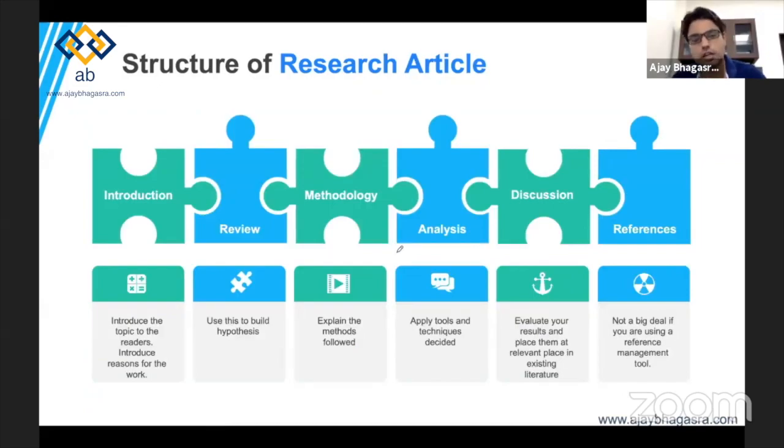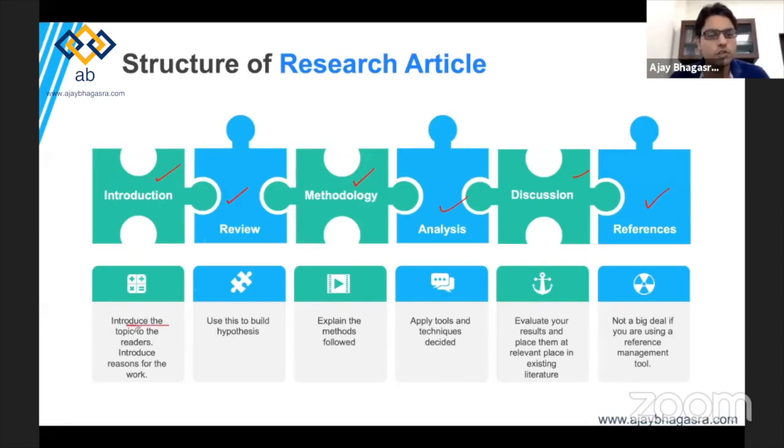Structure of the research article. More or less every journal has the same heads. You start with introduction, you go to review, methodology, analysis, discussion, and then references. If the structure is different, the journal will tell you very clearly when they make the templates available, so there is no brainer in this. Very quick things on this.